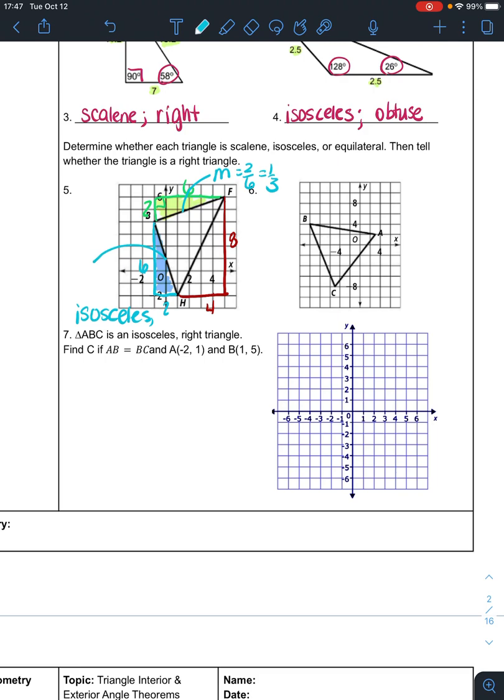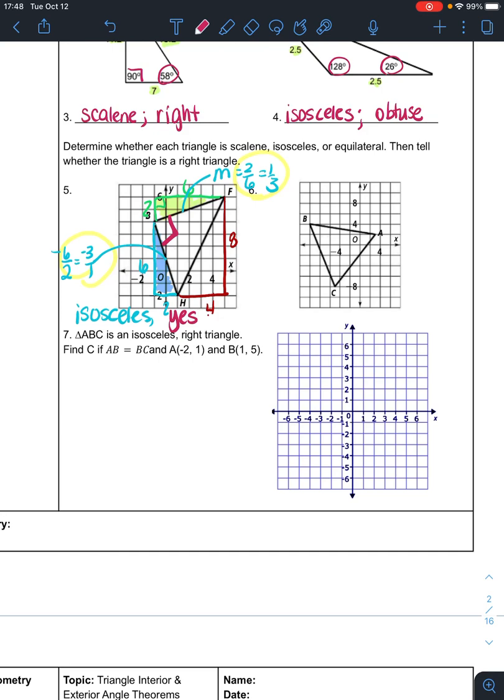And then BH, that line right there, has a slope of negative 6/2, which would be a slope of negative 3/1. Since those two slopes are opposite reciprocal slopes, right? Negative 3 and 1/3. Since those are opposite reciprocals, then what we know is that this is a right triangle. So yes, it is a right triangle because of the opposite reciprocal slopes.